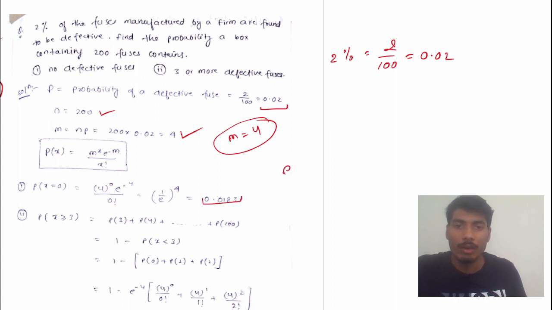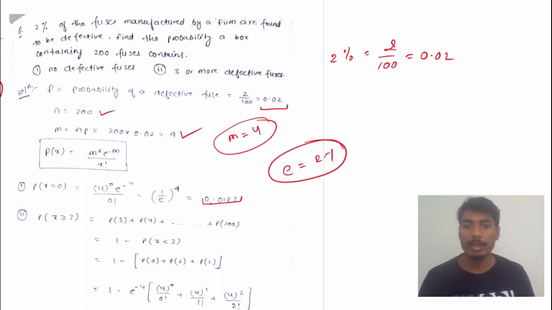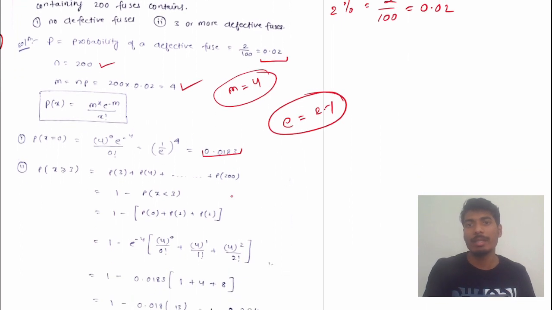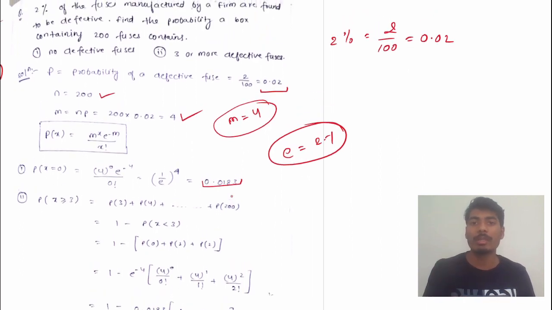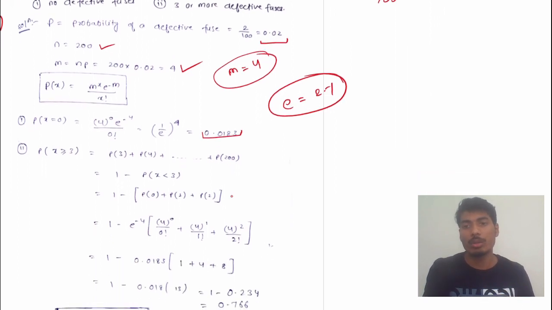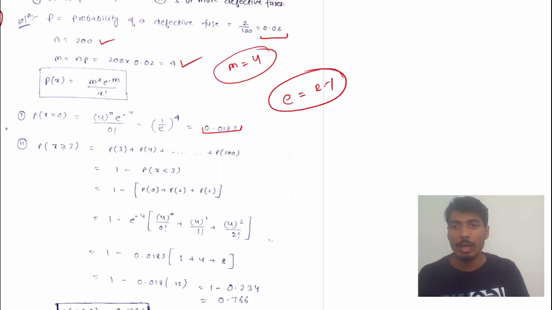After putting this value we got 0.0183, and the value of e you know is 2.7. After solving this you get 0.0183. Okay. And the second is 3 or more defective fuses. 3 means we have to take 3 also, and more defective fuses also. Means x is greater than or equal to 3, the probability of x greater than or equal to 3.